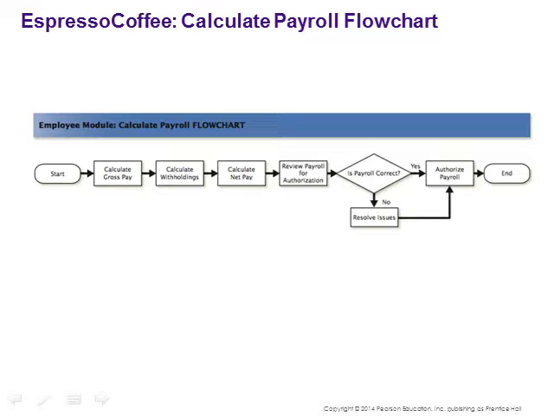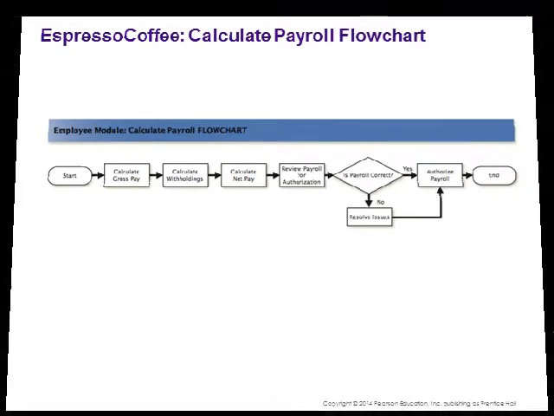Similarly, we see the flow chart for how we calculate payroll. So we calculate gross pay, total hours times hourly rate. We calculate the withholdings based on the different tax forms that are filed and the different tax regulations. We calculate the net difference, obviously being the difference between the gross pay and the withholdings. We review the payroll for authorization. There's a decision box or a decision parameter that has to be met. Is it correct or not? We then authorize the payroll, and we're at the end of the calculate payroll flowchart. Very high level.